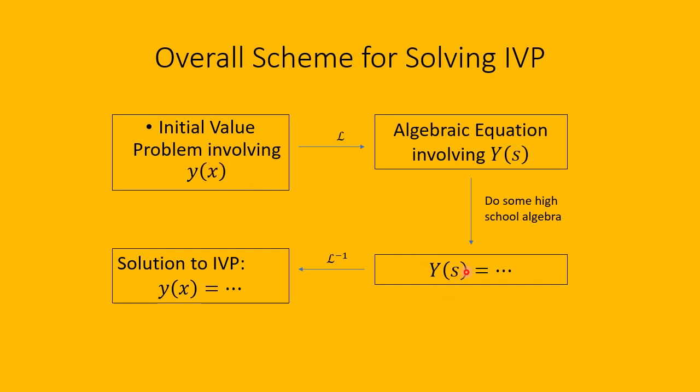Once we find what capital Y of s is, we will apply the inverse Laplace transform to this to find the solution to our initial value problem, little y of x. So we take a differential equation plus initial conditions, change it into an algebraic equation, solve the algebraic equation, and then apply the inverse Laplace transform to get the solution to this initial value problem.